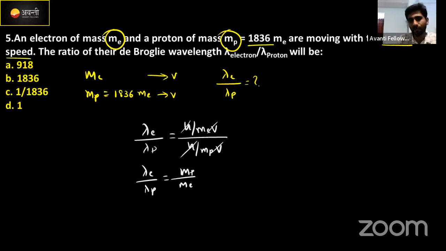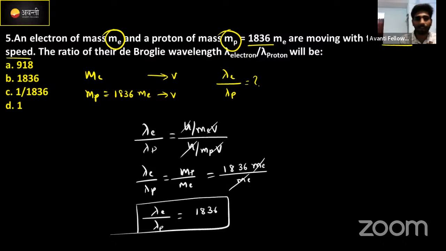Correct? The mass of proton is 1836 times the mass of electron, divided by mass of electron, these two cancel. Then the ratio of lambda of electron by lambda of proton will be 1836 units. Hence the correct answer is B. Right? Very easy question. Directly you predicted, no? That's great. Okay, we'll move towards the next question.